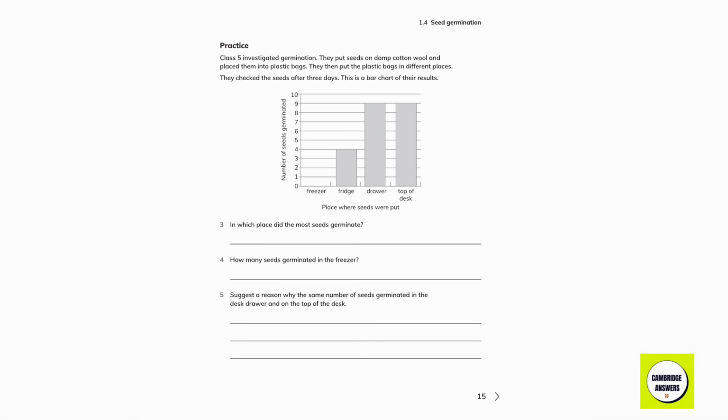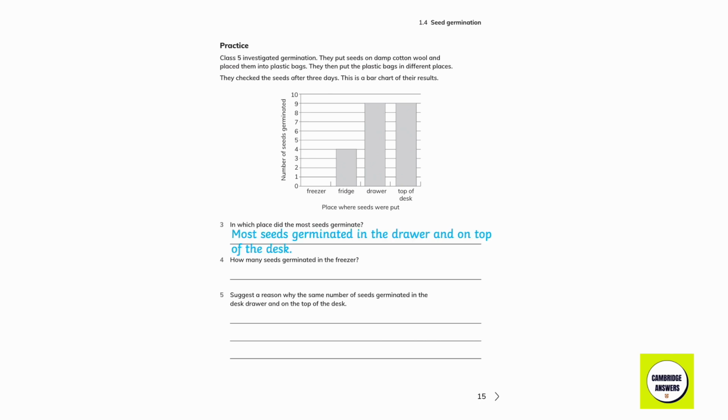Class 5 investigated germination. They put seeds on damp cotton wool and placed them into plastic bags. They then put the plastic bags in different places. They checked the seeds after 3 days. This is a bar chart of their results. In which place did the most seeds germinate?